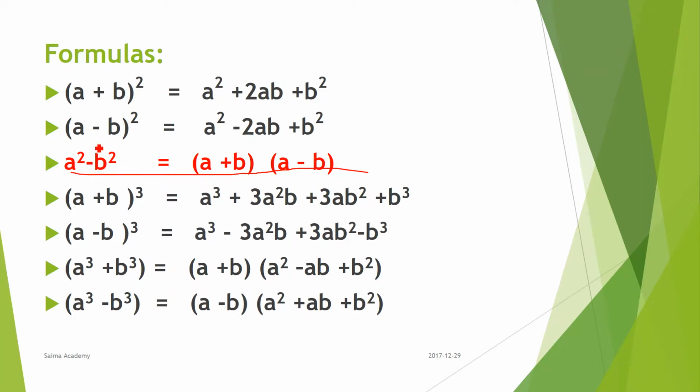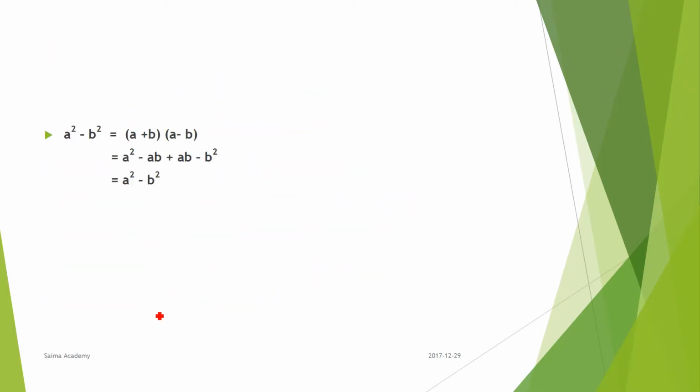So we will discuss a square minus b square in this lesson, and I will explain this formula first, and we will prove this formula, then we will solve a few questions to understand it. So a square minus b square is totally different from a minus b whole square.